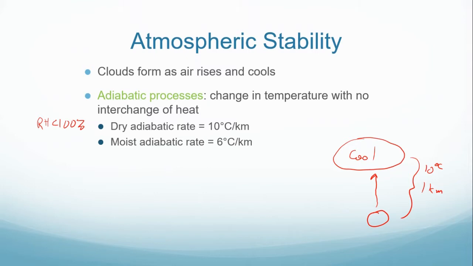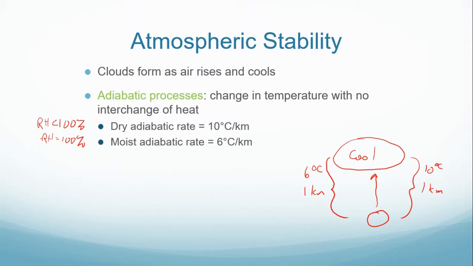Now, if your thermal is saturated, in other words, your relative humidity is equal to 100%, then as the thermal cools more, it causes condensation to form, which prevents it from cooling faster. So it's going to cool at a slower rate. For every 1 kilometer that your thermal rises, it's only going to cool by 6 degrees Celsius.